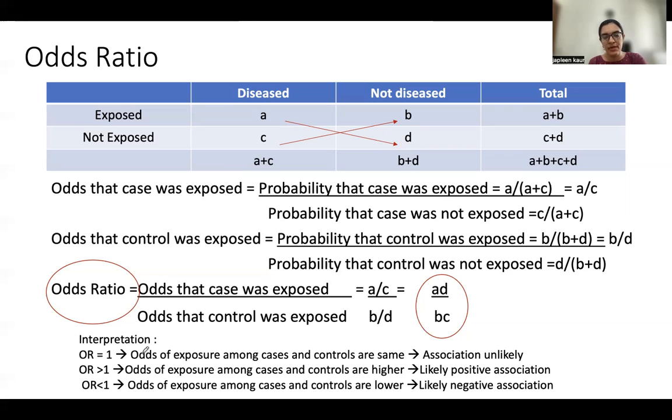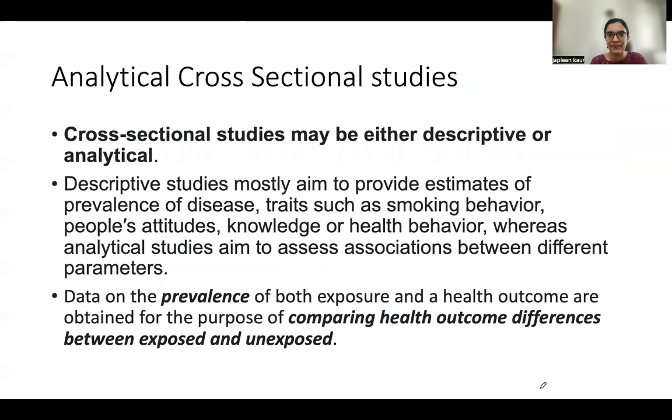Again, how we interpret the odds ratio: if it is 1, the odds of exposure among the cases and controls are probably the same. So association is unlikely. We can't say there is no association, we can say it is unlikely. And if it is more than 1, the odds of exposure among cases were probably higher, so likely a positive association. And less than 1 means the odds are probably lower in the cases, so likely a negative association of the exposure with the outcome.